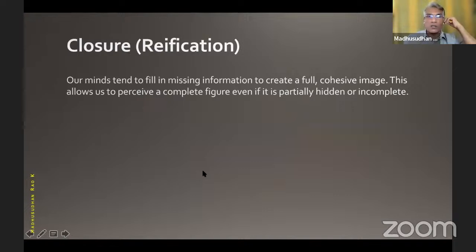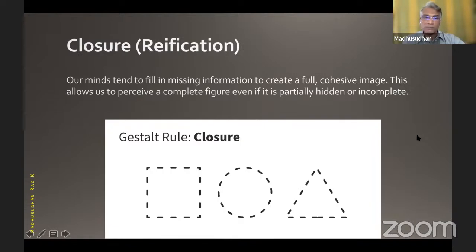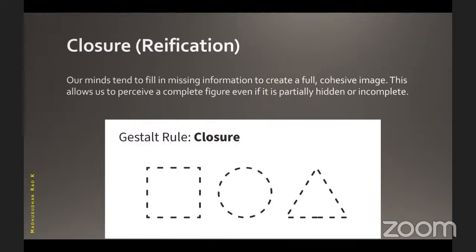Right. Now closure. Our minds tend to fill in the missing information to create a full cohesive image. This allows us to perceive a complete figure even if it is partially hidden or incomplete. Look at this and respond faster, please. What do you see? Square, circle, triangle. Yeah, the image is not clear or complete, but they are dotted. But you perceive it as square, circle, and triangle. Very good.